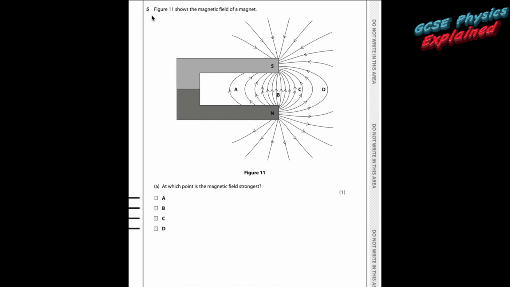Question 5. Figure 11 shows the magnetic field of a magnet. At which point is the magnetic field the strongest? Well, it's always the strongest where the field lines are the closest. So out of A, B, C and D, that's B.